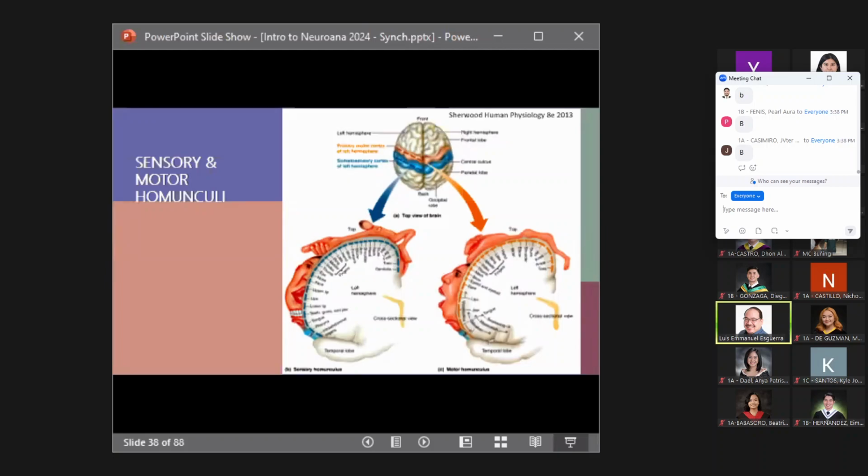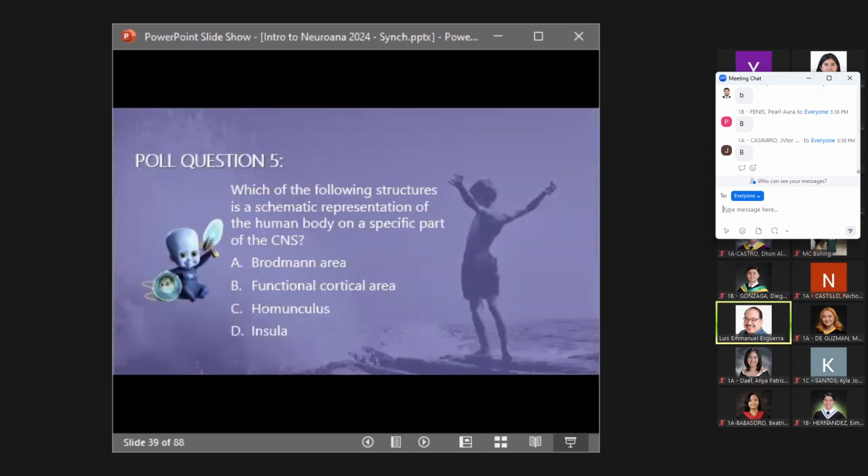Okay, so number 5. Answer this: which of the following structures is a schematic representation of the human body on a specific part of the central nervous system? A. Broadband area. B. Functional cortical. C. Homunculus. D. Insula. So C. Very good.